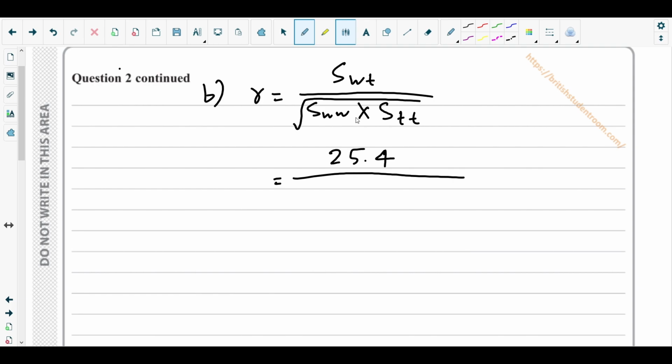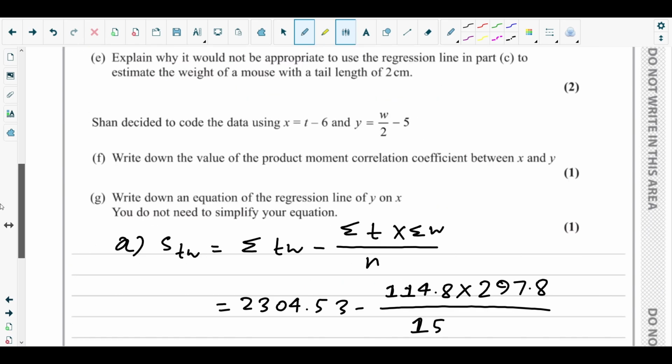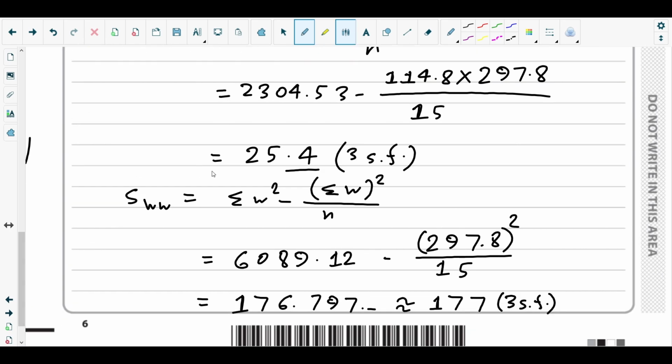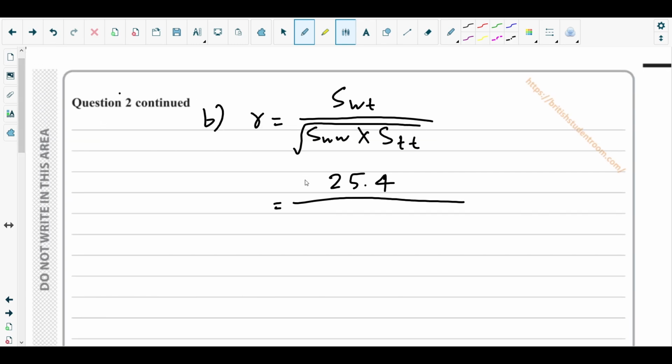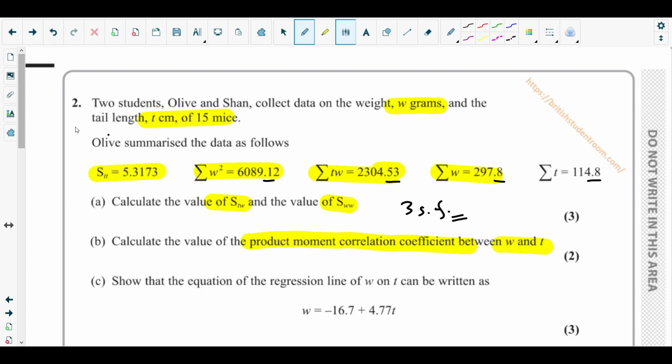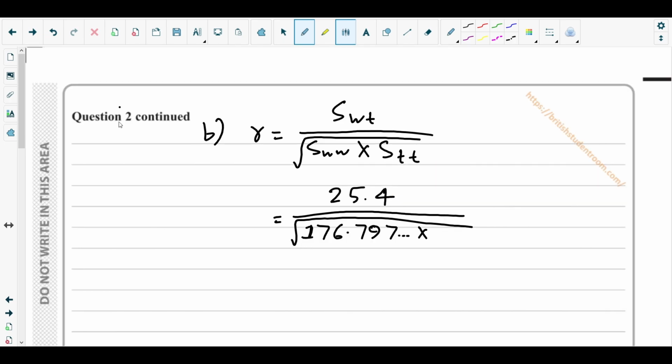What's the value for S of WW? We got here 176.797. I have this value saved, so we can use this value directly, the exact value, 176.797, it keeps going. The more exact the value you use, the more accurate an answer you will have. The value for S of TT is given as 5.3173. Okay, so now calculate the value.